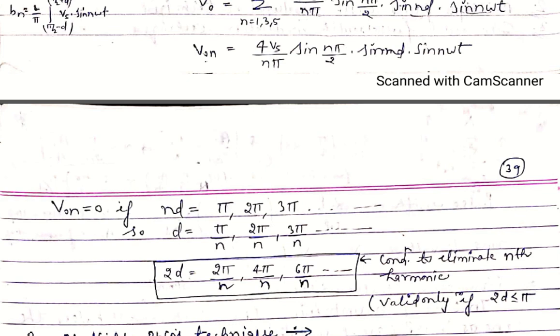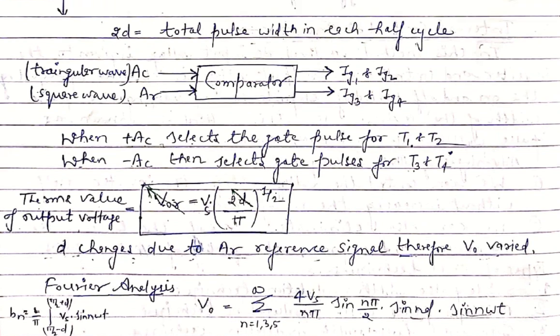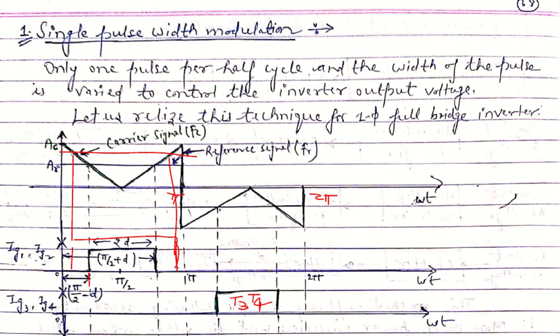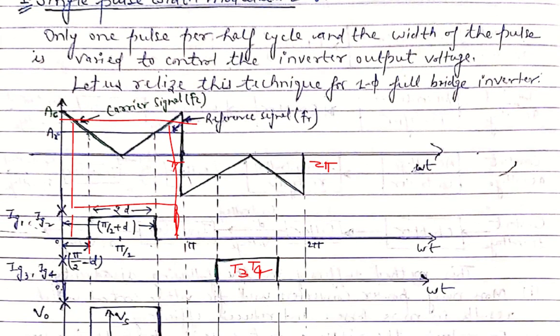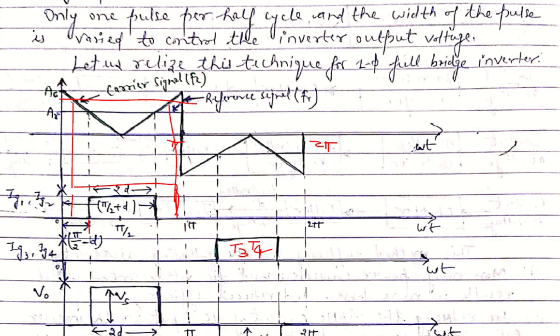In this way we complete the single PWM technique, by which we can see that by varying the pulse width of the output voltage waveform, we can control the voltage magnitude or output RMS voltage of the inverter. In the next technique we will see the multiple pulse width technique. In the multiple pulse width technique, we will have multiple pulses per half cycle, but here there is only one pulse per half cycle, so it is called the single PWM technique. We will continue our lecture with the multiple pulse width technique. So thank you.